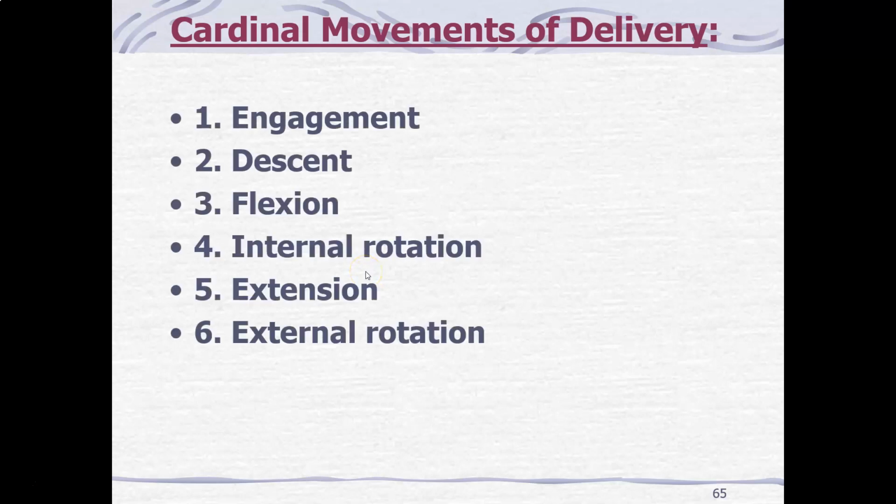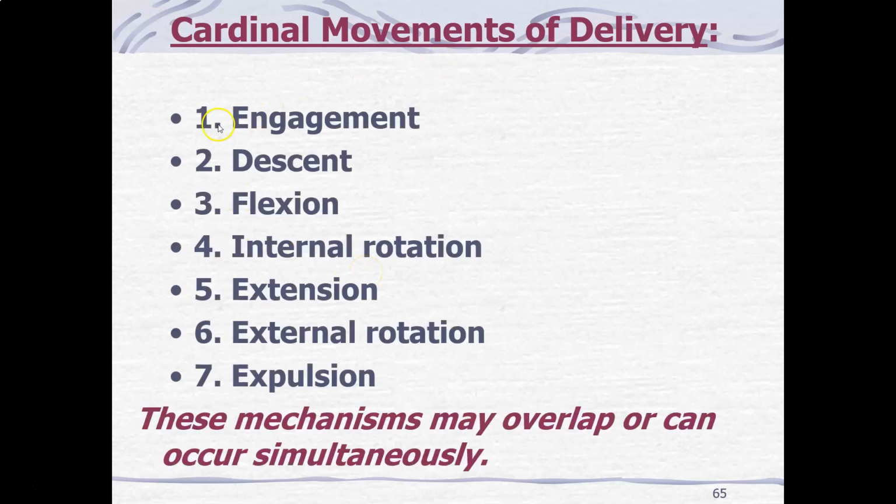All right, so the cardinal movements of delivery, the first is engagement. So we talked about engaging the baby's head or buttocks, whatever the presenting part is, hopefully the head, engaged in the pelvis. It's kind of stuck down in the pelvis. That's engagement. And descent means the baby's descended. It's coming down into the pelvic inlet. A lot of people will actually put engagement and descent together as one step, and that's fine. Then we have flexion, internal rotation, extension, external rotation, and expulsion.